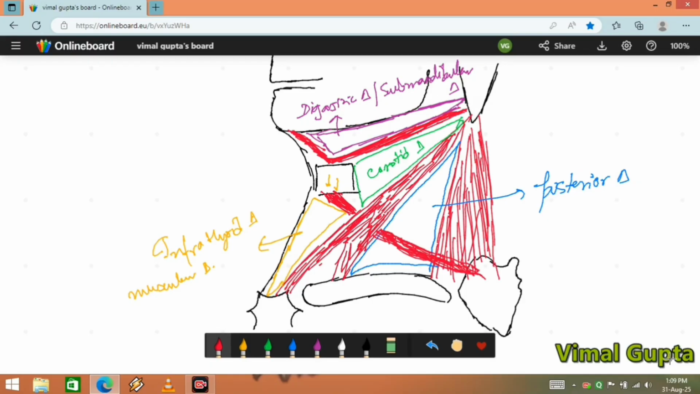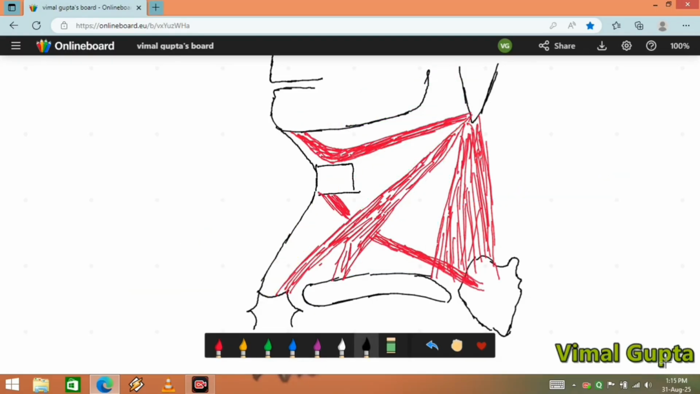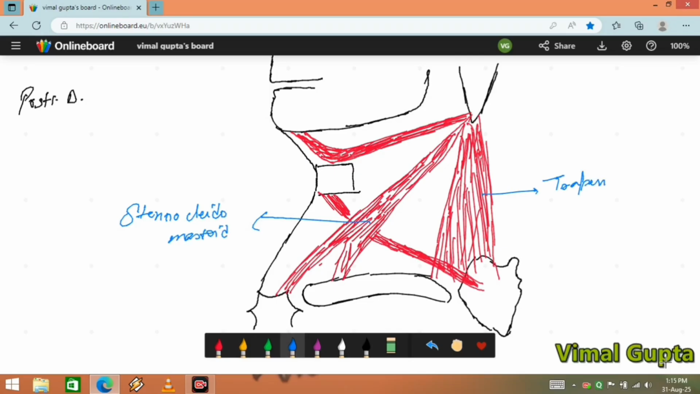So we will discuss the boundaries of each and every triangle. So let's discuss the posterior triangle. See, this muscle is called sternocleidomastoid. And this muscle which lies posteriorly is called the trapezius. This bone, as we all know, is the clavicle.